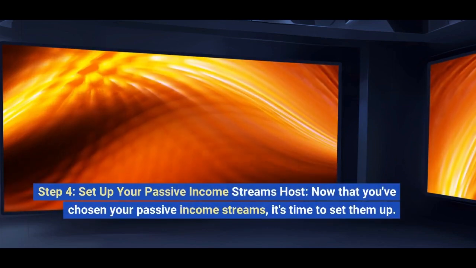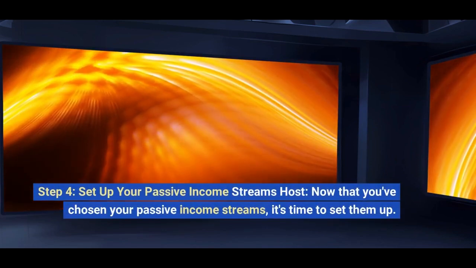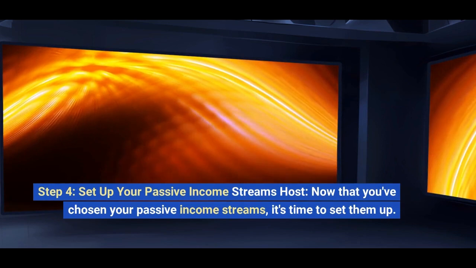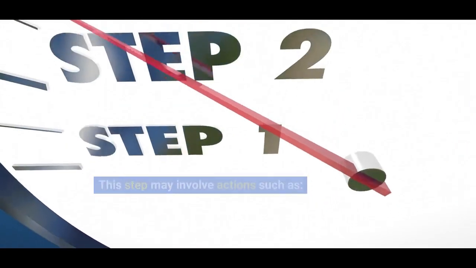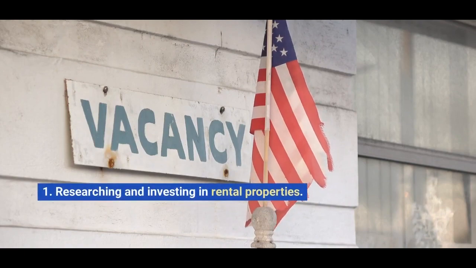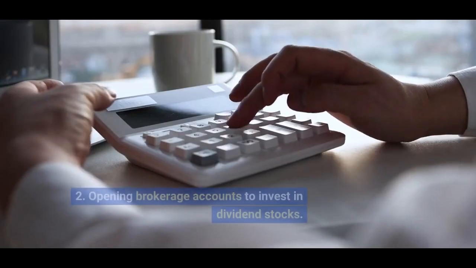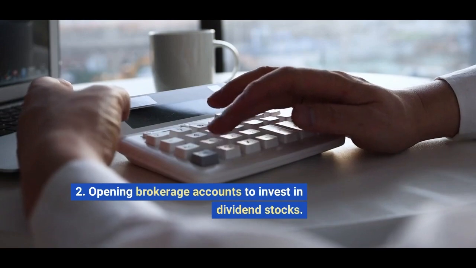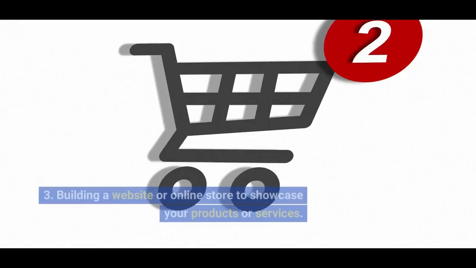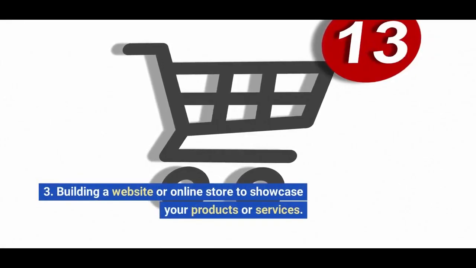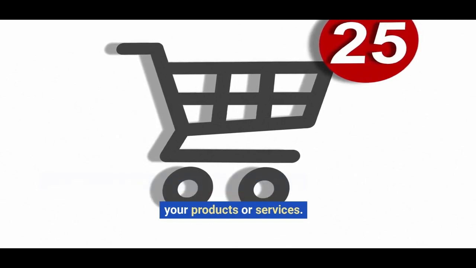Step 4. Set up your passive income streams. Now that you've chosen your passive income streams, it's time to set them up. This step may involve actions such as 1. Researching and investing in rental properties. 2. Opening brokerage accounts to invest in dividend stocks. 3. Building a website or online store to showcase your products or services.